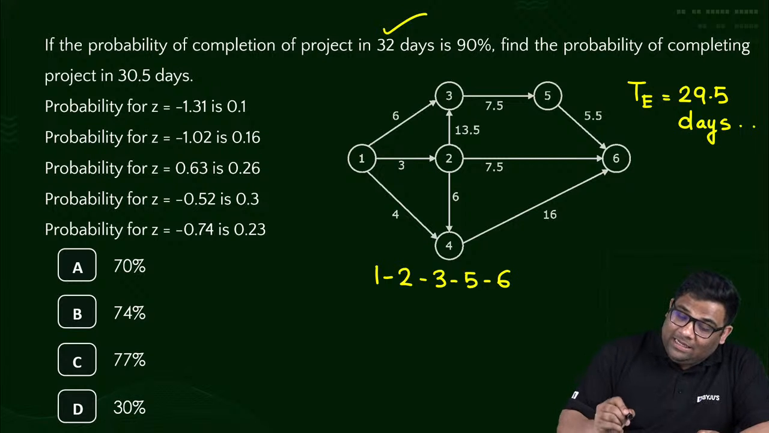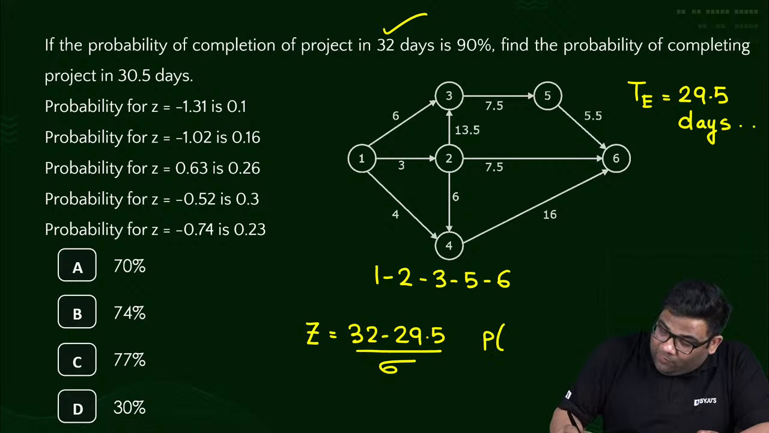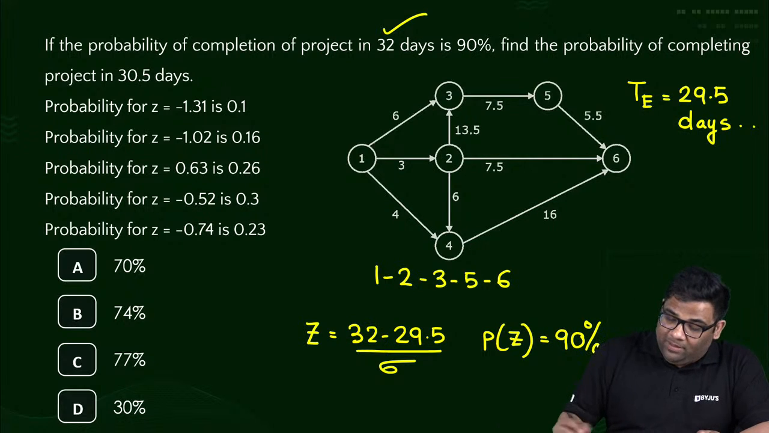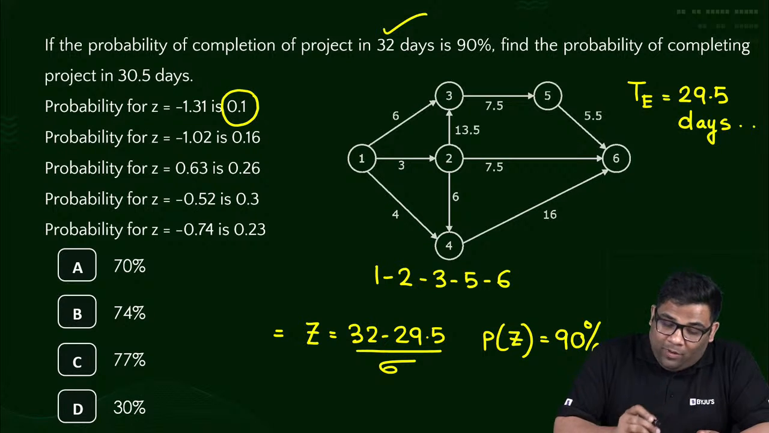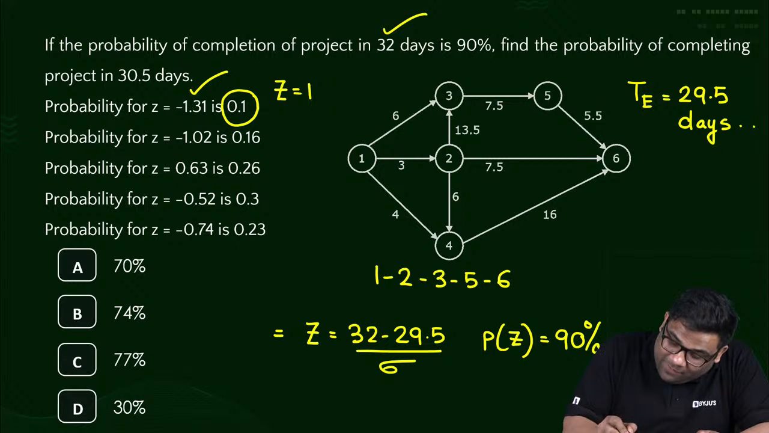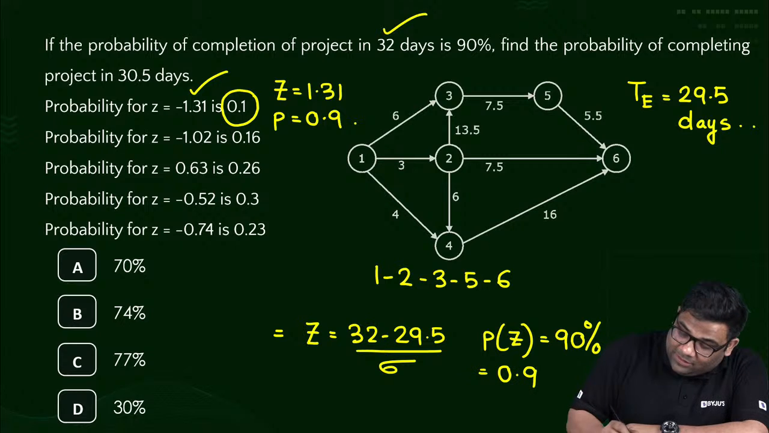This data is given: the probability for 32 days. The Z you will get is 32 minus 29.5 divided by sigma. The probability is given as 90%. Now for 90% probability, what is the Z value? For 0.1, this minus. So Z is equal to 1.31, and the probability will be 0.9, yes or no? So for 90% probability, or 0.9, Z will be 1.31. Everybody got convinced with this or not?